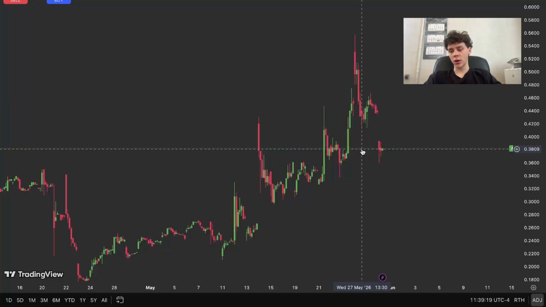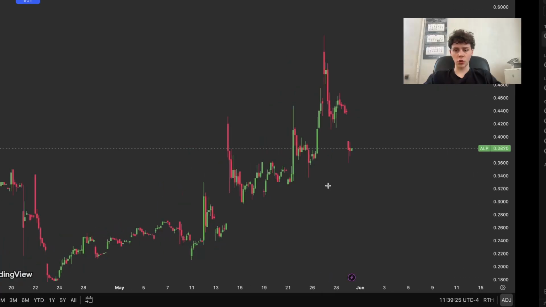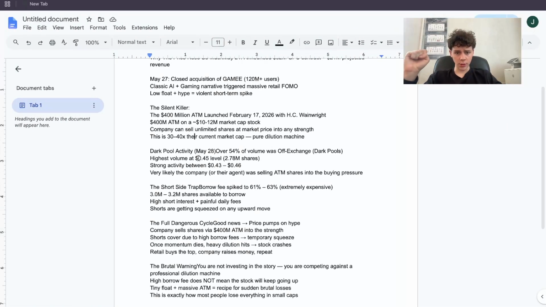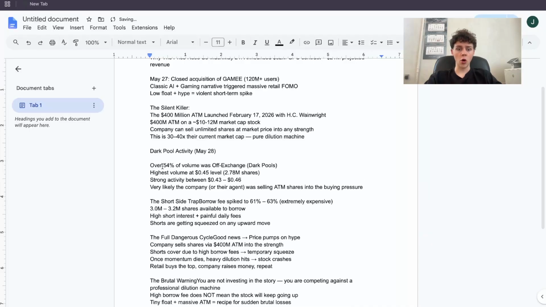So knowing that, we know that we're going to have downside selling pressure, and for it, we need upwards momentum, right? Something to be very careful about is if you place a short trade, you can well enough be liquidated, and I'm going to explain to you why now. First of all, something that can show you that they're selling off the ATM is that over 54% of the volume was done off exchange, and this can very likely be the company's agent selling the ATM shares into the buying pressure. So seeing that 54% of volume is off exchange is already a good clue.